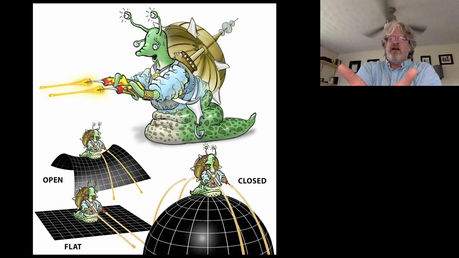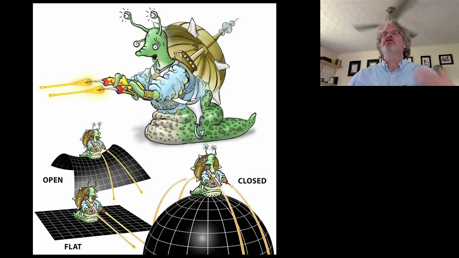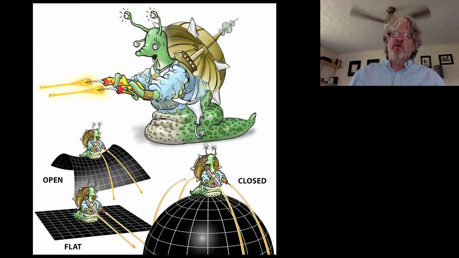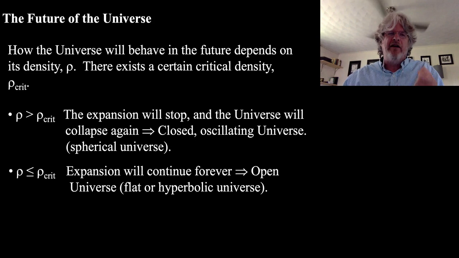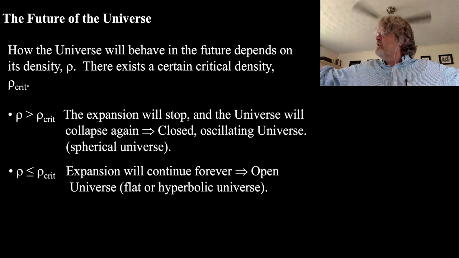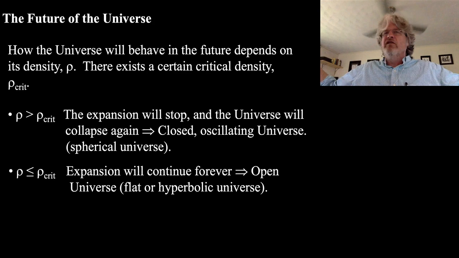And all of this depends on how much mass, how much gravity there is in the universe. You can't really talk about how much mass there is in the universe if the mass is infinite, but what you can talk about is the density of mass in the universe. There is some critical density, and if you have a greater density than the critical density, that's enough to slow the expansion, to stop the expansion, and pull the universe back in on itself.